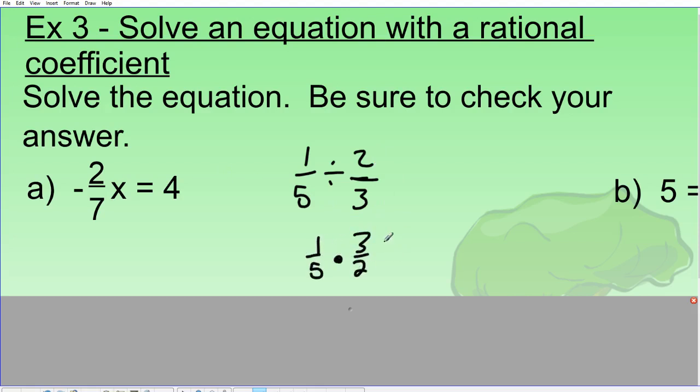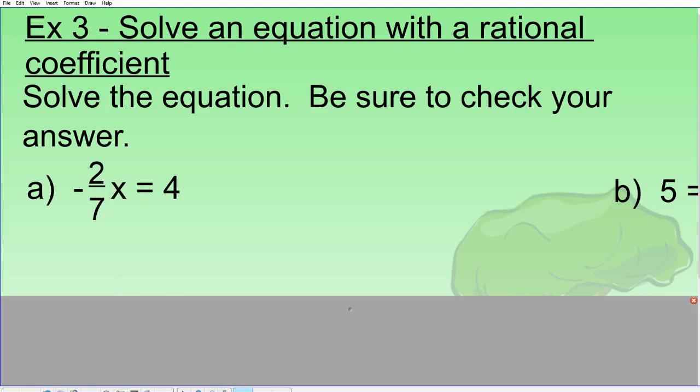And you would multiply straight across and get 3/10. That's the rule for dividing fractions. Now, how that relates to what we're doing here is this is negative 2/7 times x. I would like to get rid of that negative 2/7. So the way that I'm going to do this is I'm going to multiply by the reciprocal.